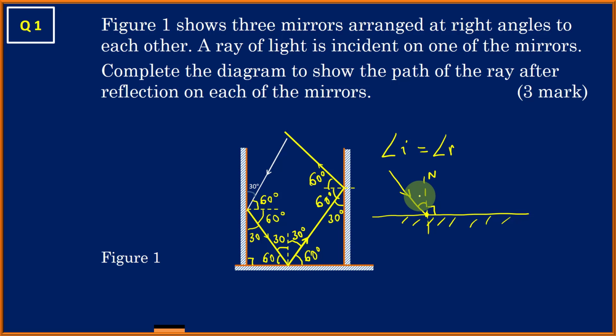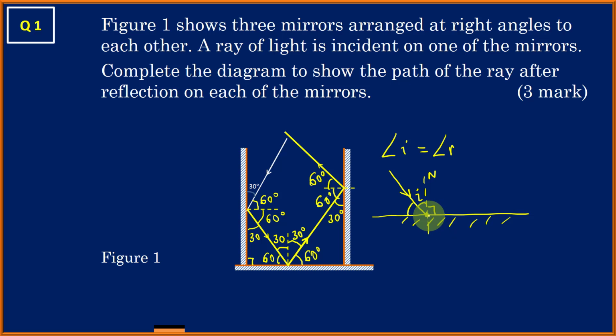So this angle here is what we call the angle of incidence. Many times the examiner gives us this angle here, and the students end up thinking that this is the angle of incidence. It is not. The angle of incidence is the angle between the incident ray and the normal.